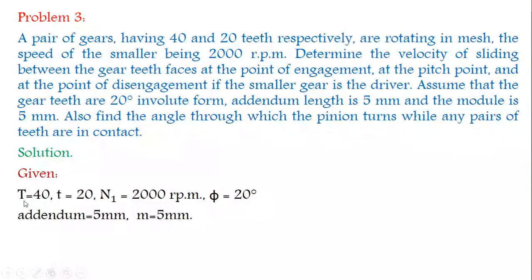Given data: capital T, the number of teeth on the gear wheel, is equal to 40, and the number of teeth on the pinion is 20, and the speed of the pinion is 2000 rpm, and the pressure angle is 20 degrees, and the addendum is 5 millimeter and the module is 5 millimeter.